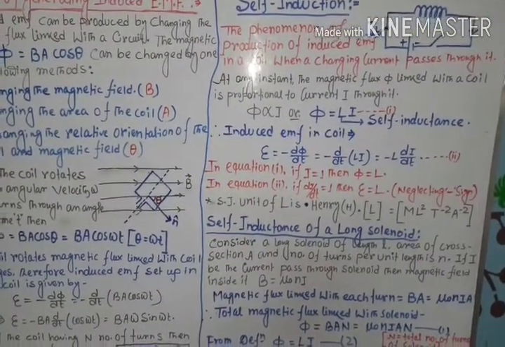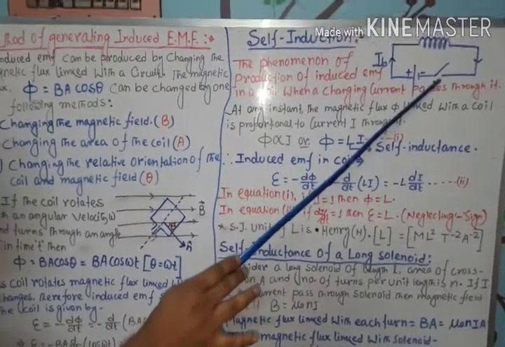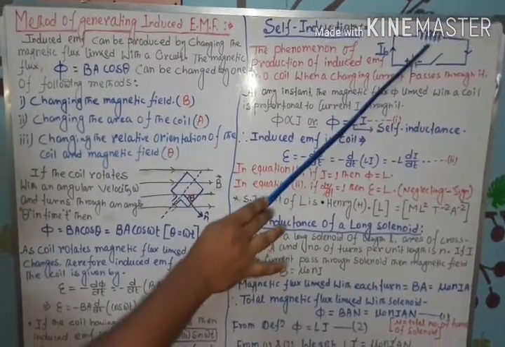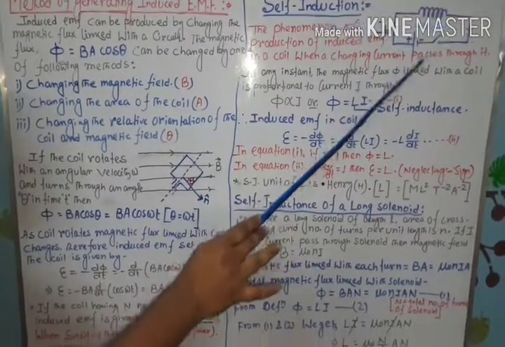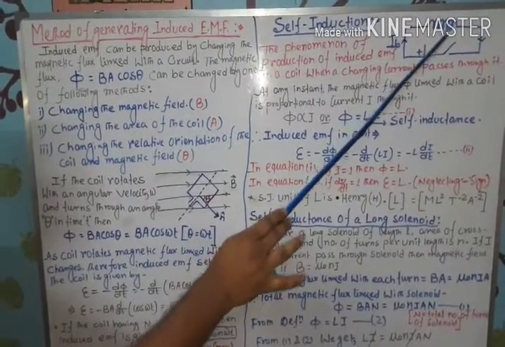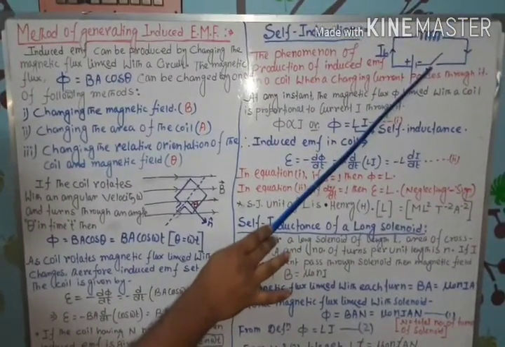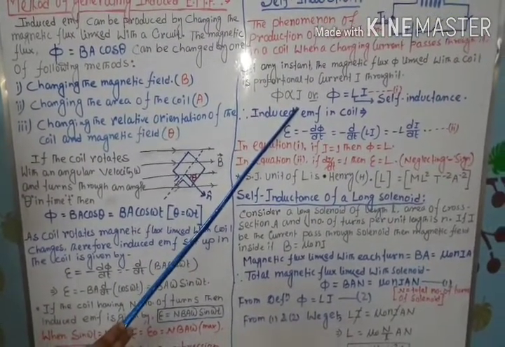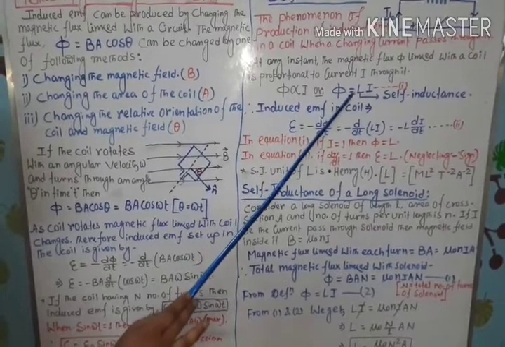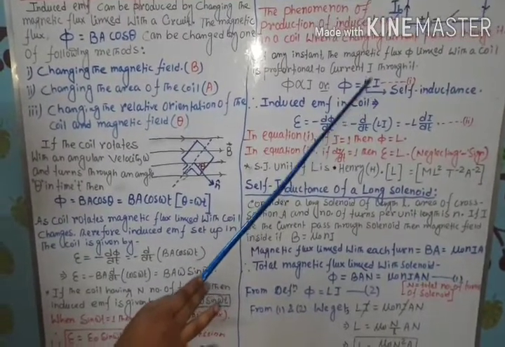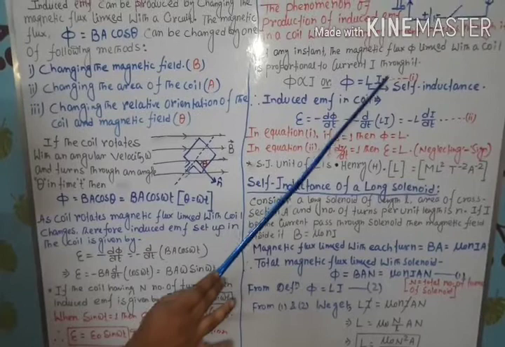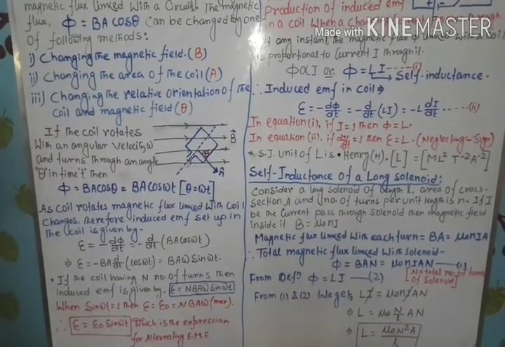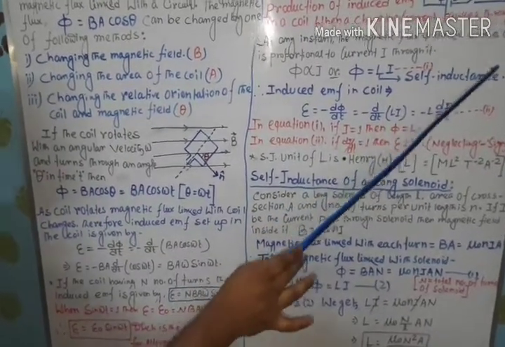Now student, from our discussion, at any instant of time, if I is the current passing through the coil, then we can say that the magnetic flux linking with the coil is proportional to the amount of current. So therefore, phi is proportional to I. If we remove this proportionality, there will be a constant, which is given by capital L. So therefore, phi equals L I, where L is known as the coefficient of self-induction or self-inductance.